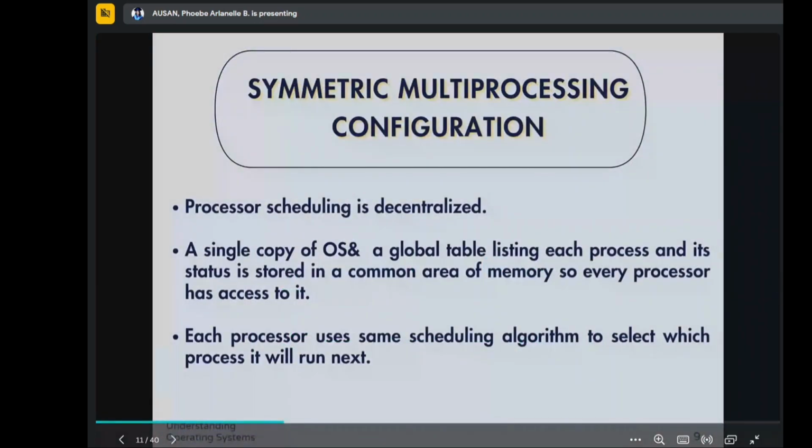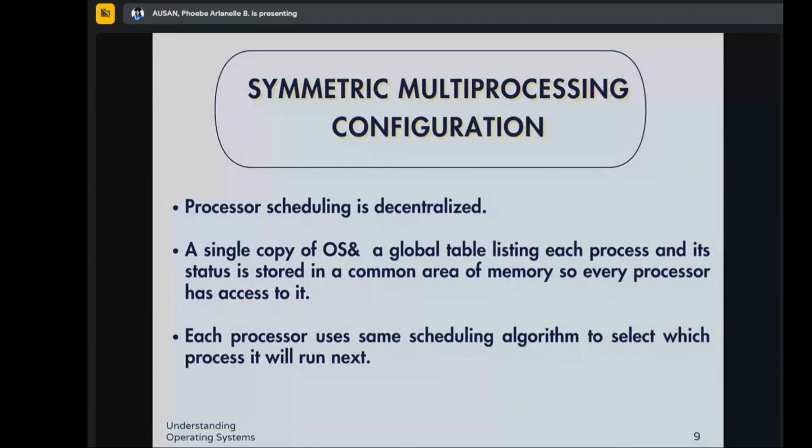So next is symmetric multiprocessing configuration. As I promised earlier, I will discuss the difference between asymmetric and symmetric multiprocessing configuration. As you can see, asymmetry is not equal or not even. In our example from the two books, asymmetry is the master and slave and loosely coupled. As you can see in the graph, it is not balanced. Why is it not balanced? Because the workload is divided, for example in master and slave. Whereas in symmetric multiprocessing configuration, your work, your task, is located evenly.